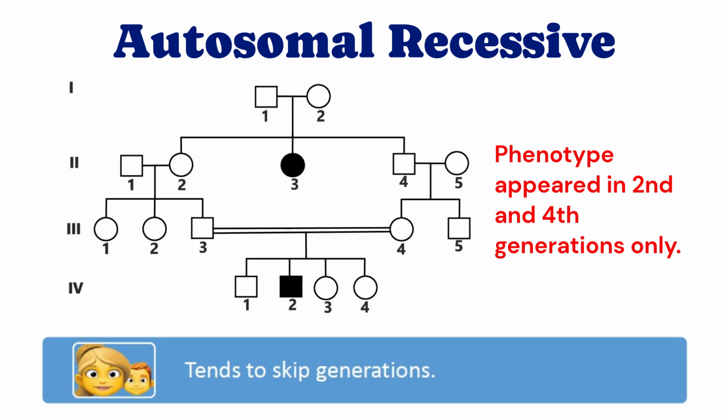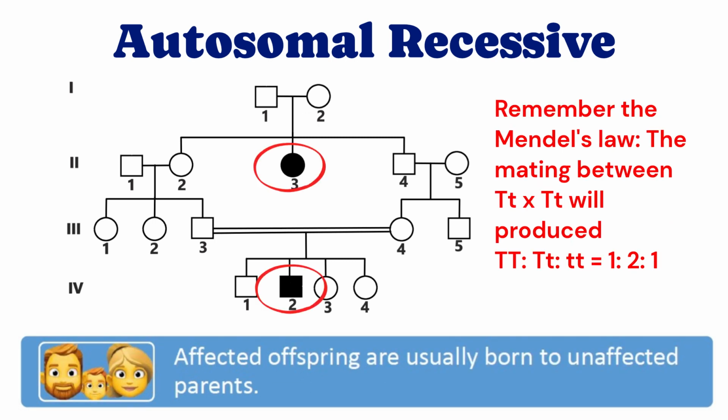It tends to skip generations. Here affected persons are found in this and this generation only. Here no affected individuals appeared. Remember, skipping a generation is a characteristic of a recessive trait. Affected offspring are usually born to unaffected parents.